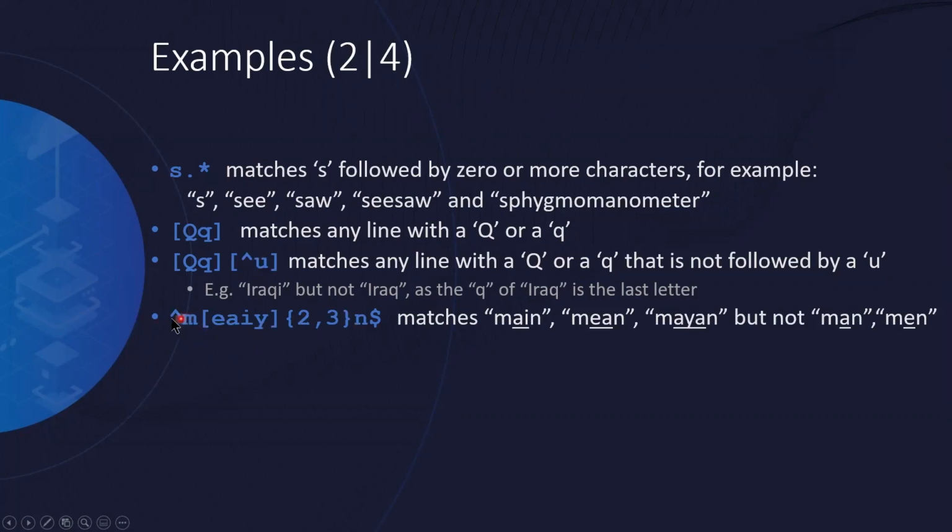Here, caret M means M must be the first character. It can match between 2 and 3 characters of E, A, I, and Y, and it must end in an N. So it would match main, mean, and mayan, because they have between 2 and 3 occurrences of these vowels, but it won't match man or men, because I'm specifying it must be at least 2 and no more than 3.